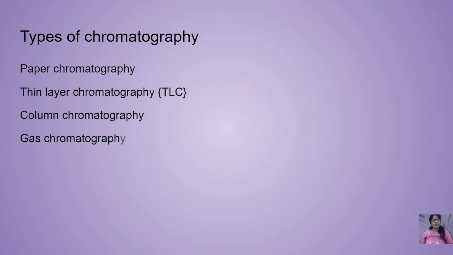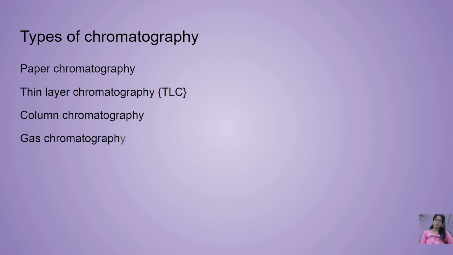What are the types of chromatography? You should probably have heard about paper chromatography, which is a basic, simple chromatography. The next one is thin layer chromatography, then column and gas. Column is again divided into many types like affinity chromatography, ion exchange chromatography, gel permeation chromatography and so on. I will discuss the main basic principle of it.